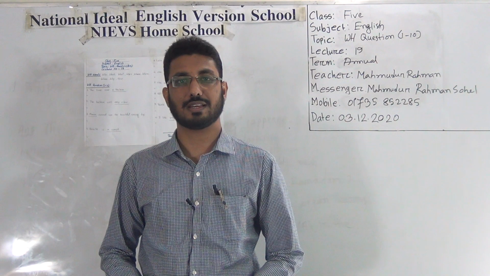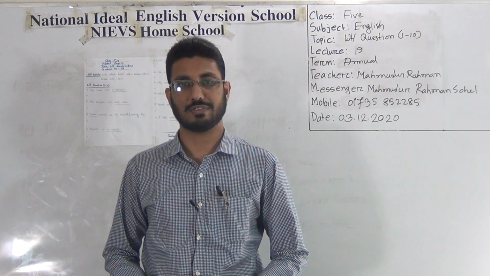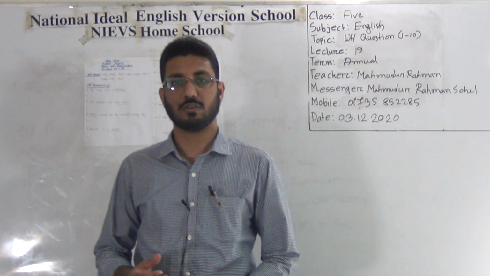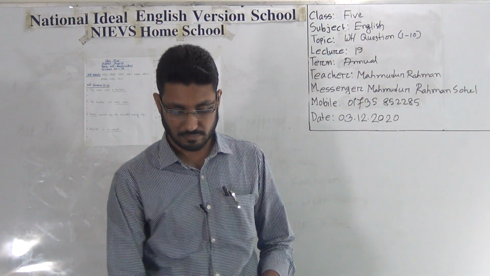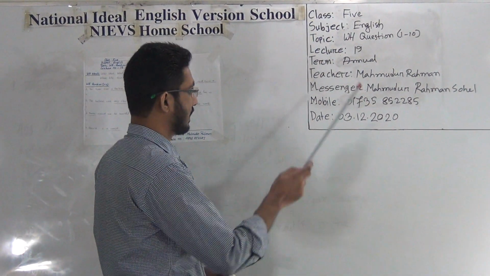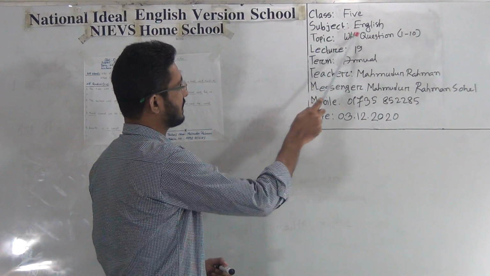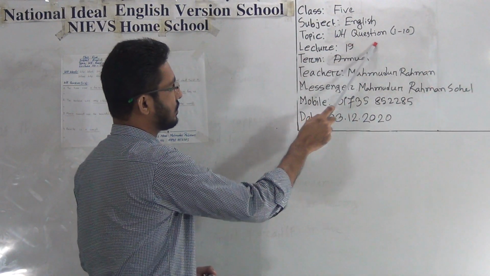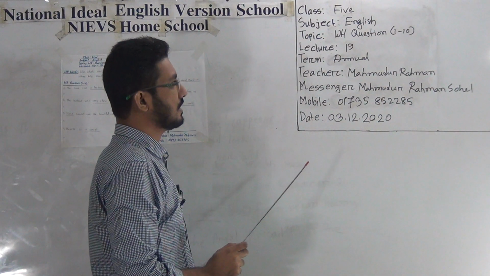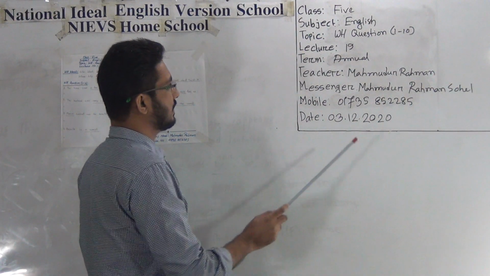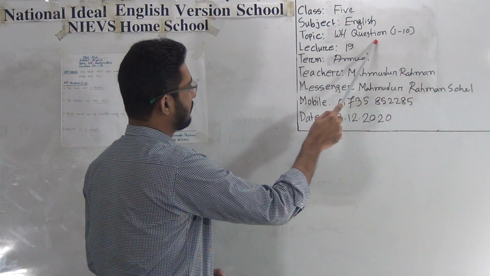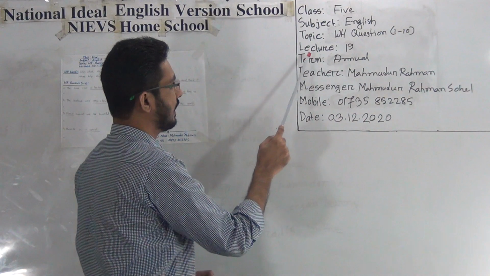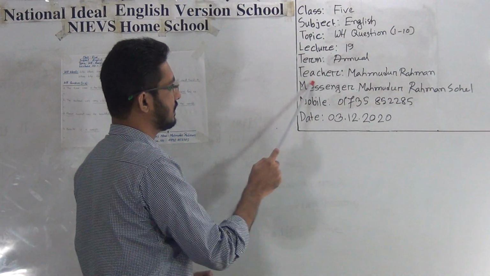Today I am going to take an English class for the students of class 5. Our today's topic is WH question number 1 to 10. Let's say class 5, subject English, topic WH question 1 to 10. These questions are from your suggestion of annual examination. I repeat, these questions are taken from your suggestion of annual examination, question number 1 to 10. Lecture number 19, term annual, teacher Mahmudur Rahman.